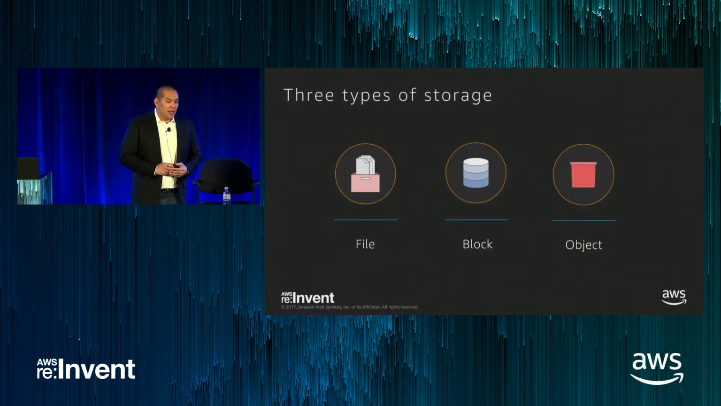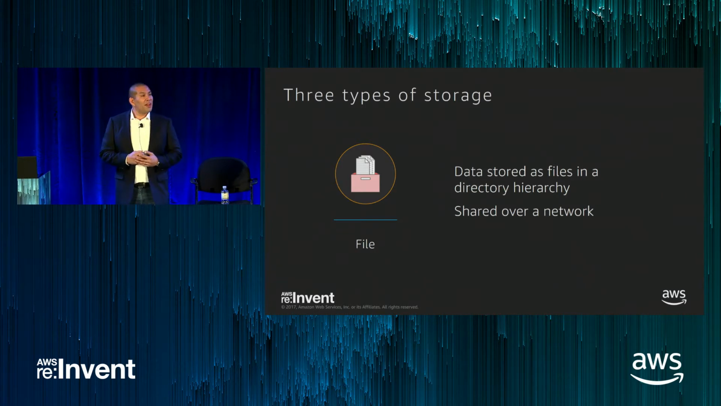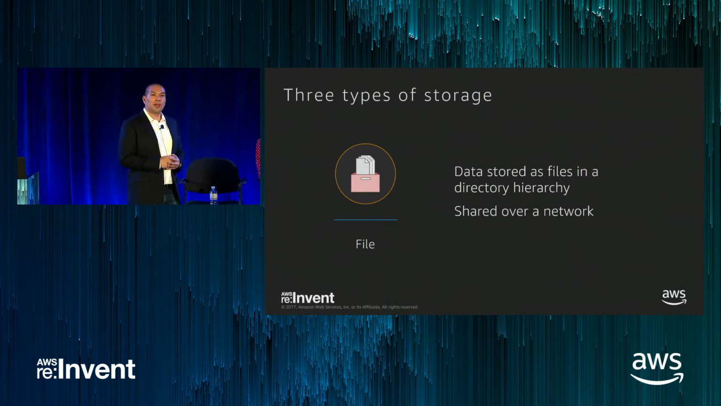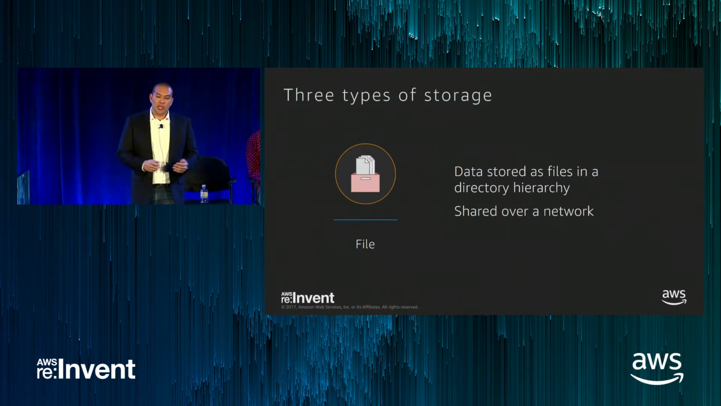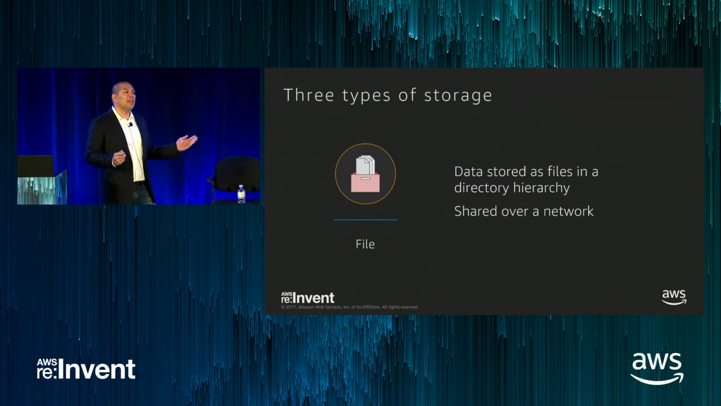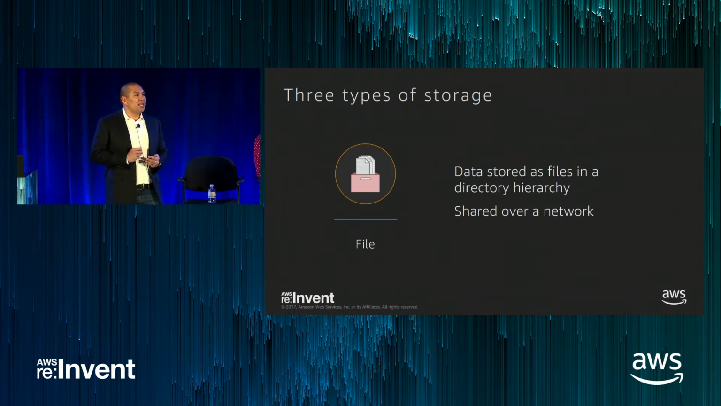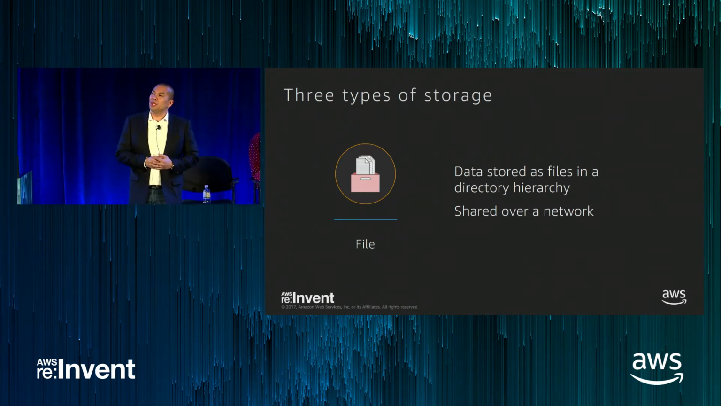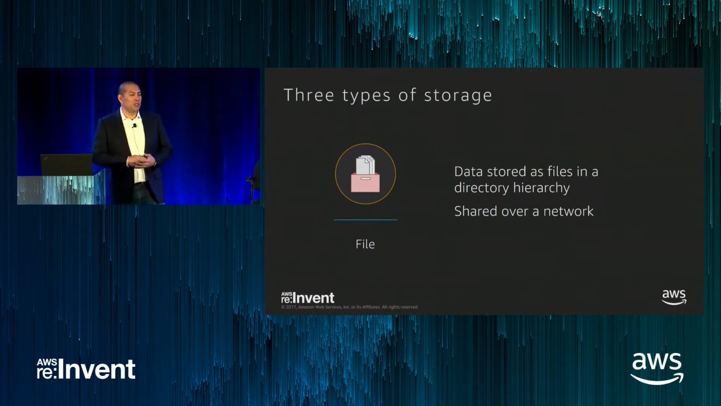So, there are generally three types of storage: file, block, and object. Now file storage is data that is stored as files in a directory hierarchy with particular metadata associated with each file. In other words, your data is stored natively in a file system format. Now in the enterprise context, you can think of it as the data is accessed over a network by multiple clients at the same time. And you can think of that as network attached storage.